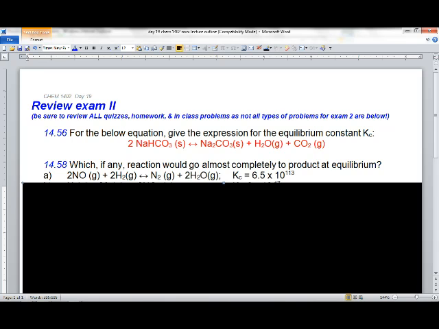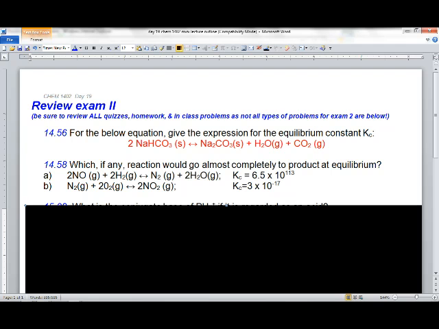So how can you pick a reaction that says, oh, I have all product, or the reaction goes to completion? All you do is look at the K. You want K to be really, really big, because K is products over reactants. So any reaction with a huge K, it's all product at equilibrium. The reaction goes to completion.